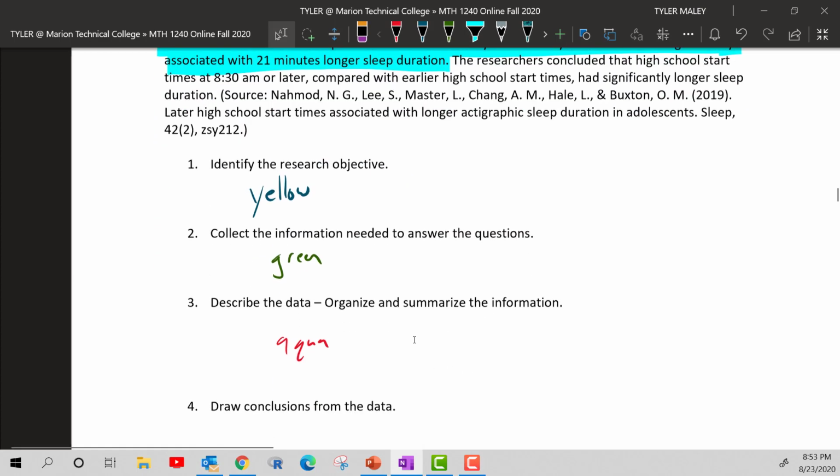So I had written down the adolescents had a mean age of 15.5 years with a standard deviation of 0.6 years. Students who started school at 8:30 a.m. or later exhibited a significantly longer sleep duration of 27.5 minutes. Further comparisons showed that every 1 hour delay in start time was significantly associated with 21 minutes longer sleep duration. Right.